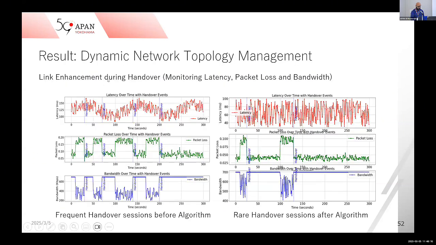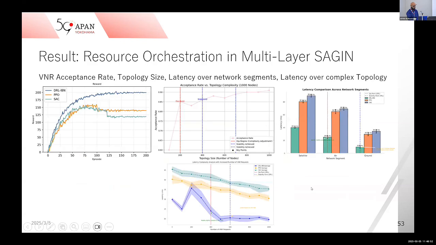For handing over the sessions, we monitored latency, packet loss, and bandwidth. Before performing the algorithm, we could frequently hand over the sessions, which was not good. After performing the algorithm, there were very rare handover sessions. We were not losing lots of packets during the handover either. The handovers became very few after performing the algorithm.